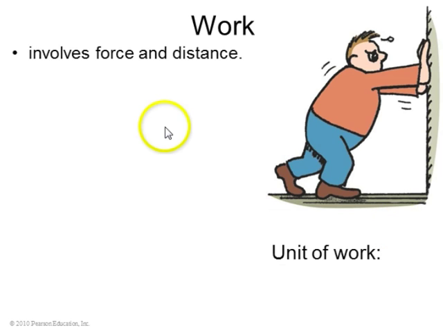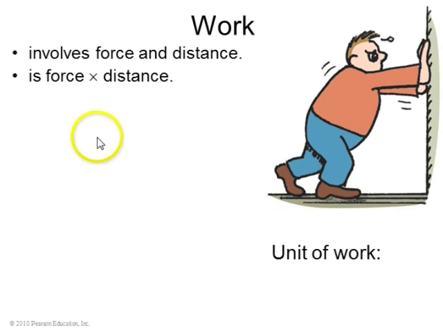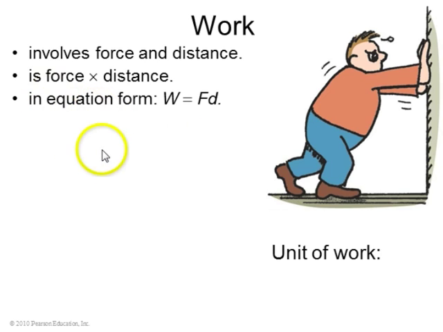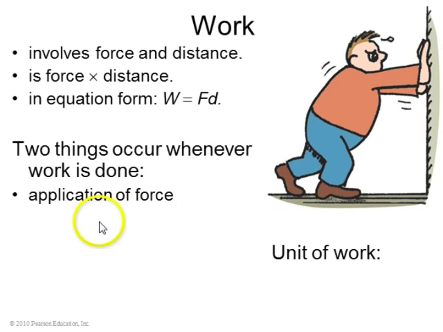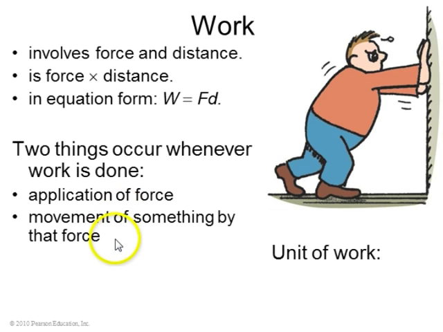So we start with work. Work in physics involves a force and a distance. And in particular, it's equal to force times distance. So our equation is W for work equals F times D. F is the force, D is the distance. So two things are always occurring. There's an application of a force on an object, and that thing has to move.